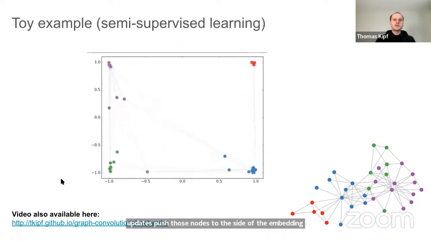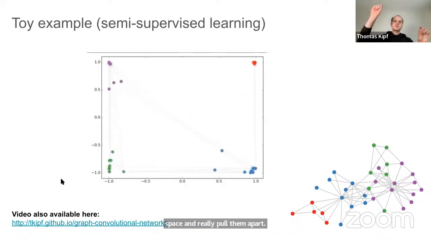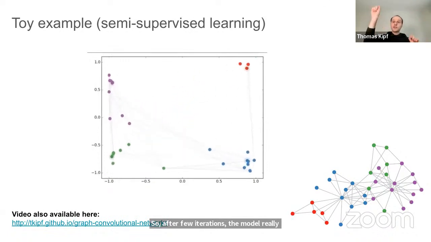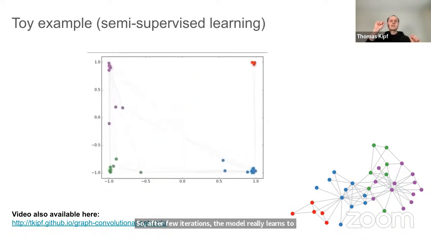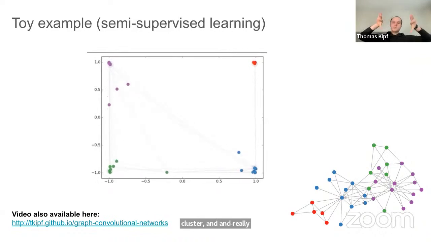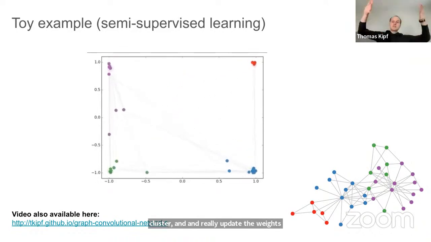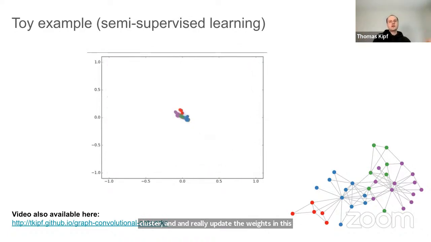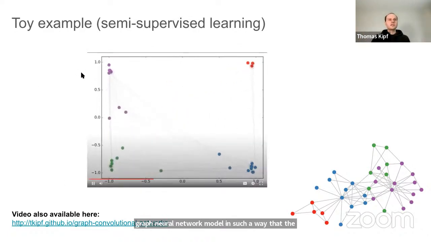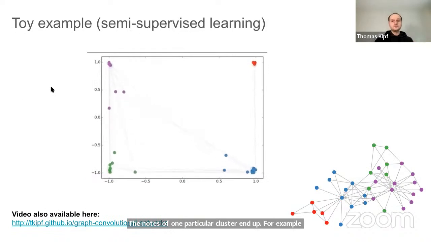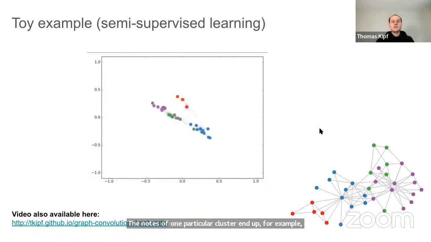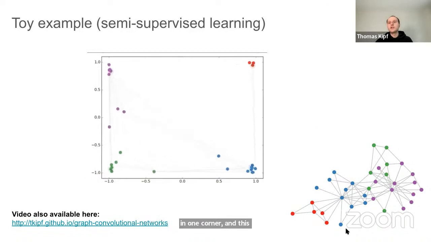So after a few iterations, the model really learns to make use of those just 4 labels in total, 1 label per cluster, and updates the weights in this graph neural network model in such a way that the embedding space is nicely decomposed, and all the nodes of one particular cluster end up, for example, in one corner.